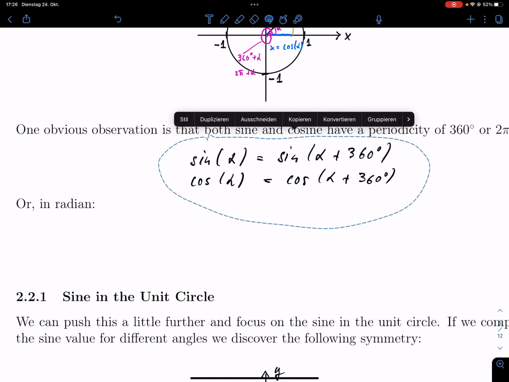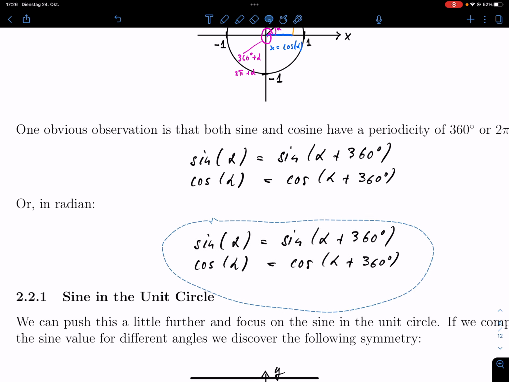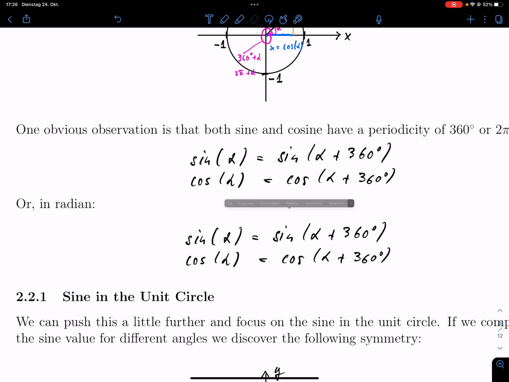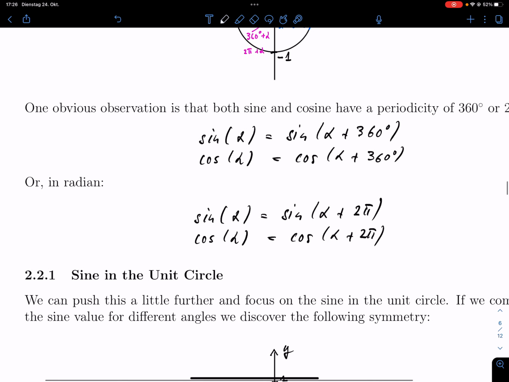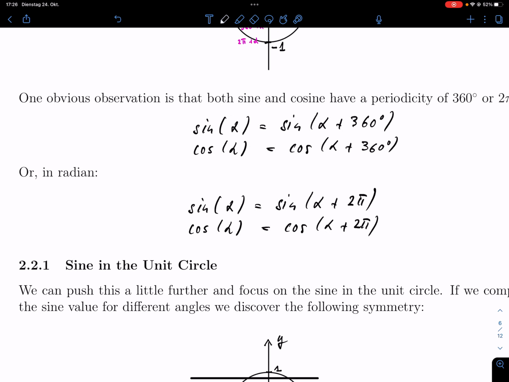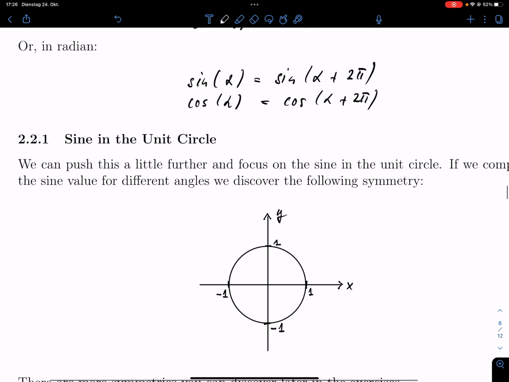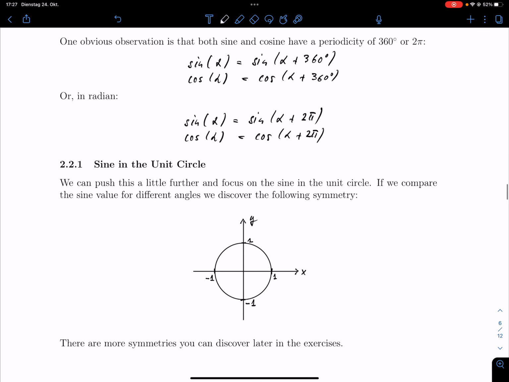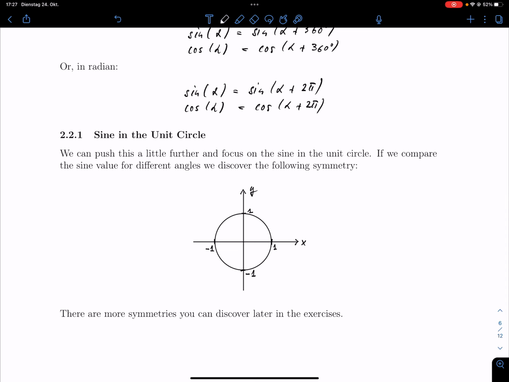So basically you do exactly the same thing, just delete the 360 and put 2 pi here. So if you measure in radian, going a full circle is 2 pi. All right, once you know your way around the unit circle a little bit, you can look at different symmetries.